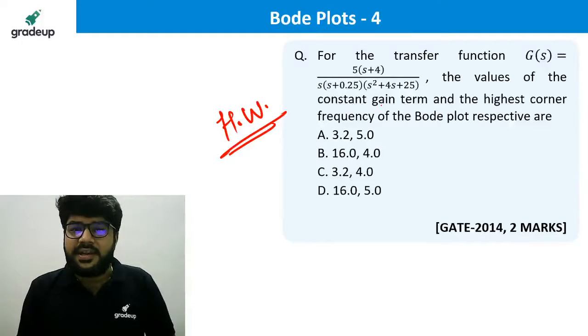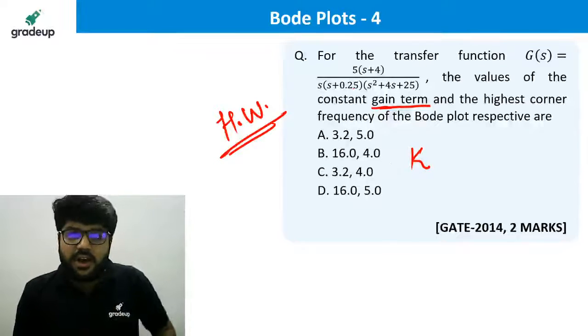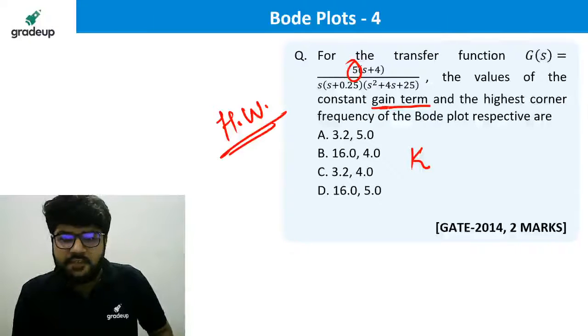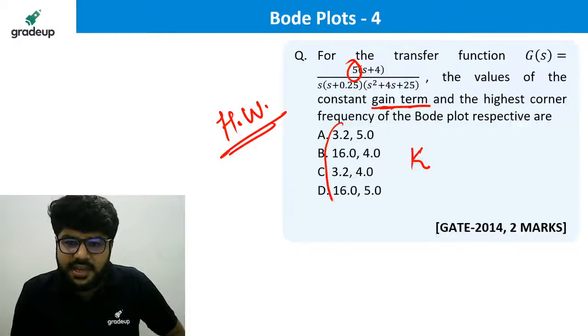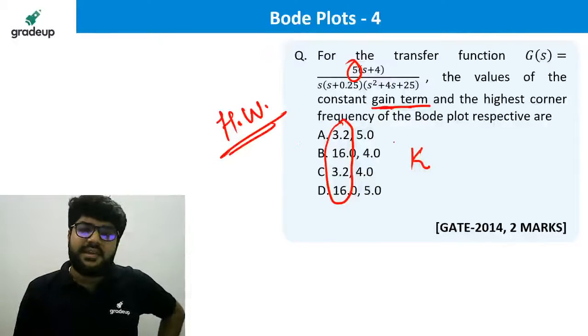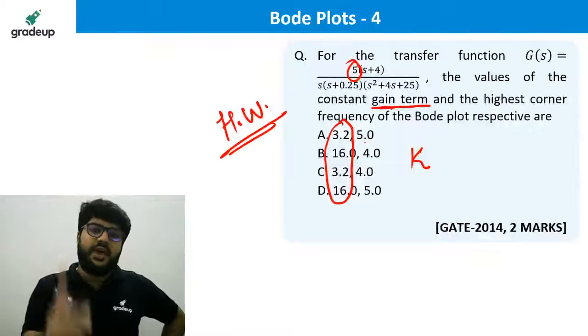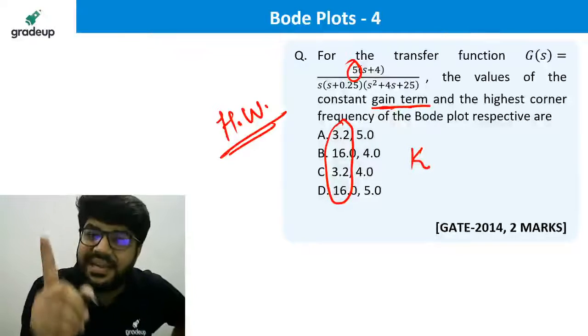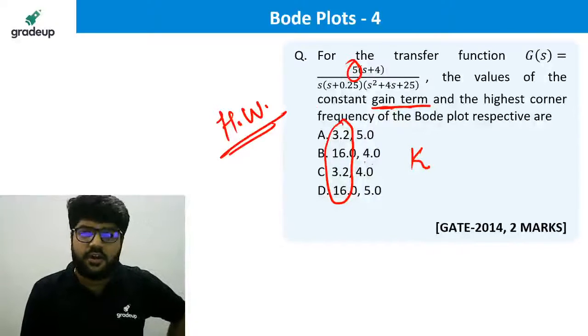Guys, constant gain term means what? What is the meaning of this question? Constant gain term means K. But the K is not this K, not this K. See, first option is constant gain term. Anywhere you look, K is not equal to 5. So what gain K? It is the gain K when you express this function in the standard form.